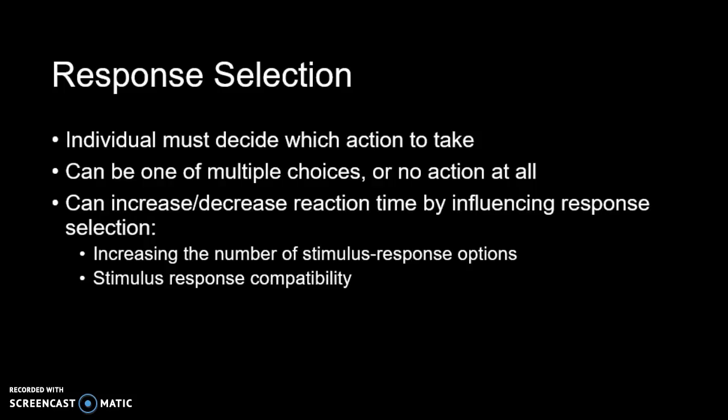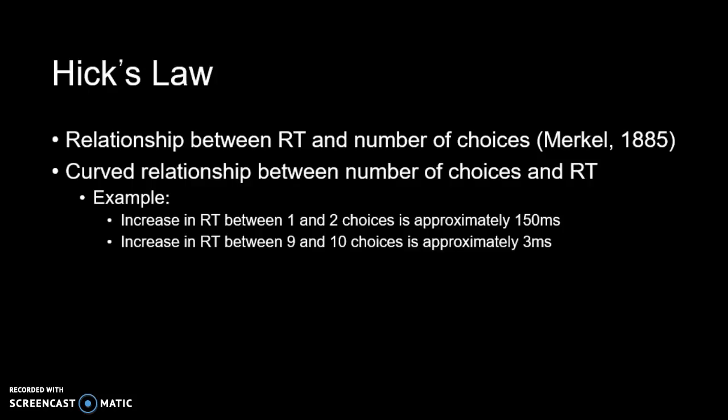And then stimulus response compatibility, we want to have a response that's compatible to the stimulus. An example of a poor stimulus response compatibility would be like hearing a noise in your right ear and raising your left arm. Okay, we didn't respond correctly to that. And this leads us to Hicks' law, the relationship between reaction time and the number of choices. They show a curved relationship between the number of choices and reaction time, meaning an increase in reaction time between 1 and 2 choices we see is approximately 150 milliseconds, and between 9 and 10 choices is approximately 3 milliseconds.